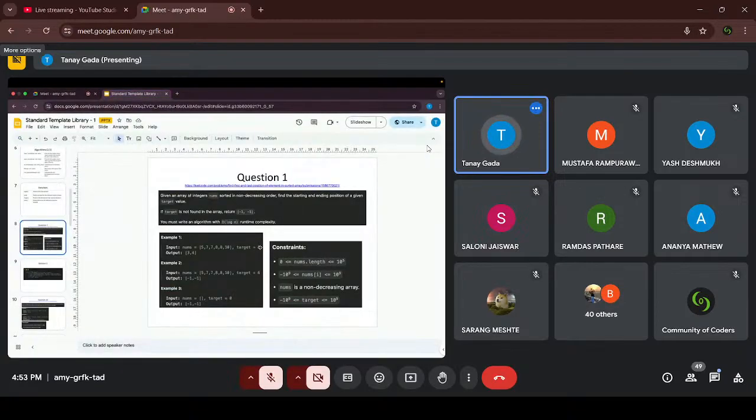So see, the lower bound would give us the first index, right? If we want the first index, we would use lower bound. Lower bound of 8 would give us this index. But how do we get the index of the last instance of 8? Can anybody tell that?